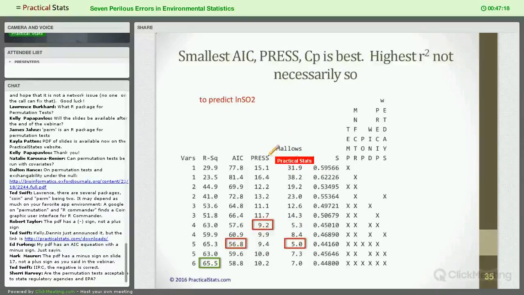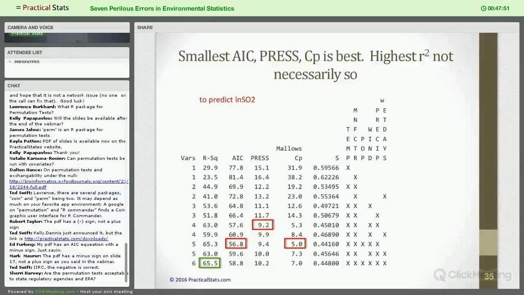Another measure called PRESS, which is a measure of predictive ability. It's one of the best measures to use if you're trying to predict new values somewhere in the future or at different locations or different times. That would have picked a 4-variable model. Mallows' Cp is something very much like AIC, a cost-benefit kind of procedure, also would pick the 5-variable model. So these are better tools, depending on your purpose, for deciding what is a good regression equation.